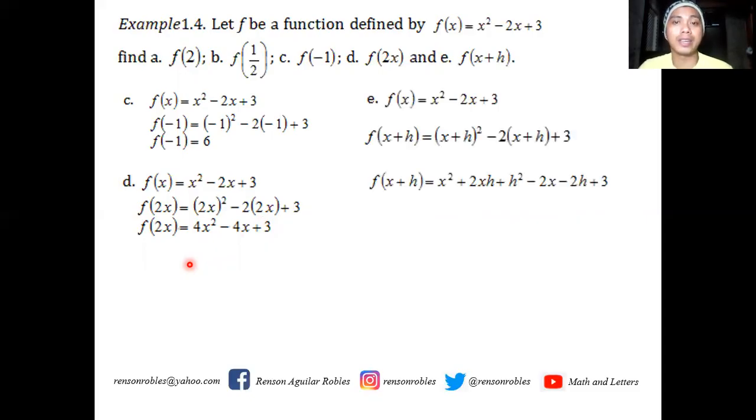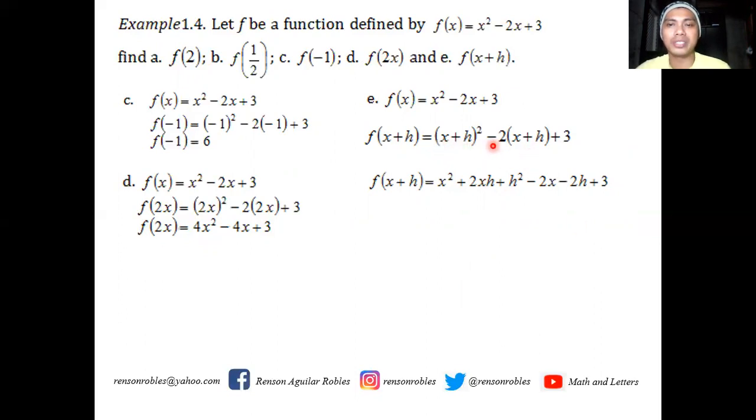And then finally, if we want to evaluate f of x plus h, this time we will be replacing x by x plus h. So you have the quantity x plus h squared minus 2 times the quantity x plus h plus 3. Simplifying this algebraically, we have x squared plus 2xh plus h squared. That's the square of x plus h: the square of the first, plus twice the product of the first and the second, plus the square of the second.